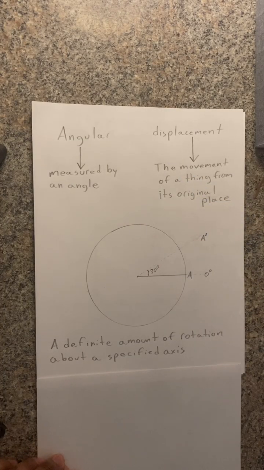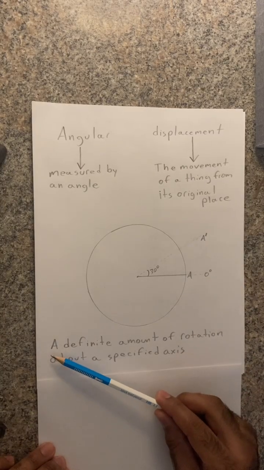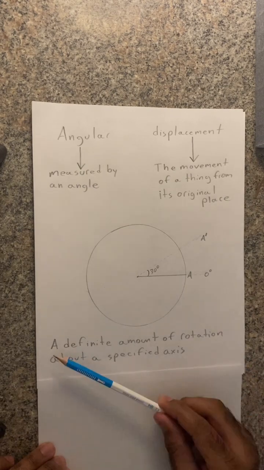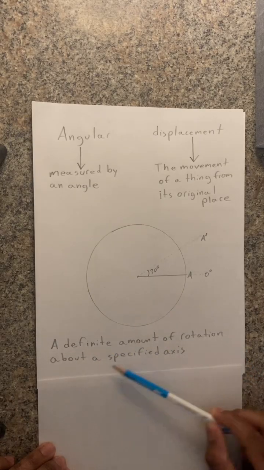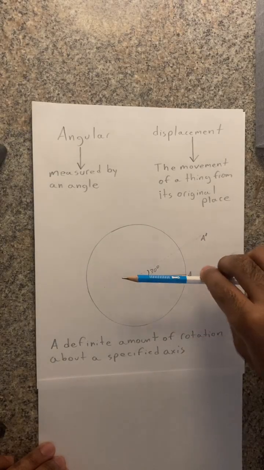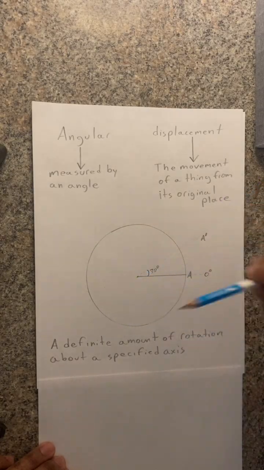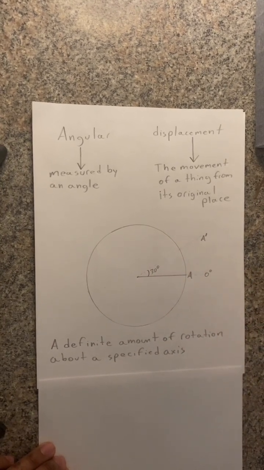However, the more technical definition is a definite amount of rotation about a specified axis. So that means the defined amount is going to be 30 degrees. It is a defined amount of rotation, which is 30 degrees. Our rotation in this situation is the rotation about a fixed axis. This here is going to be considered our fixed axis, or the fixed point.